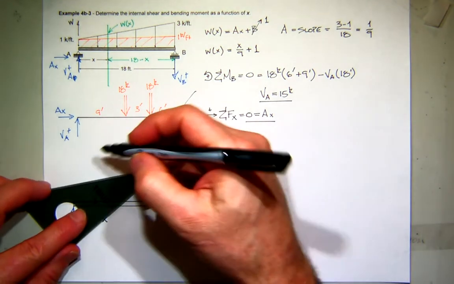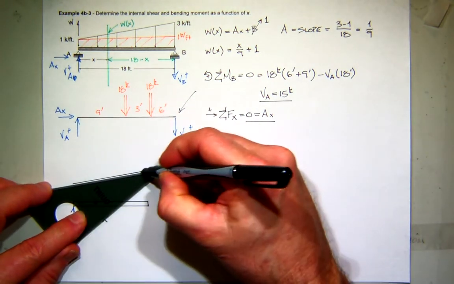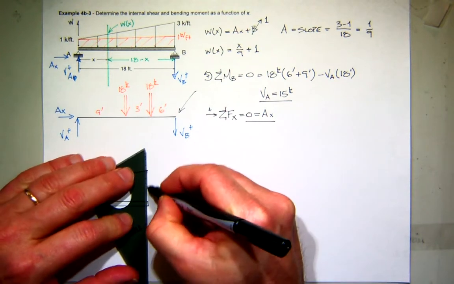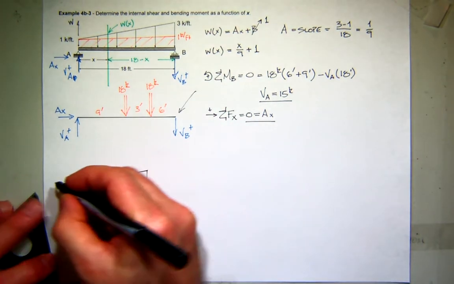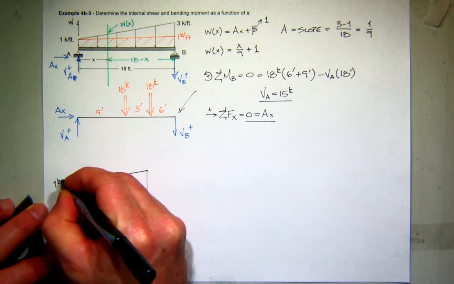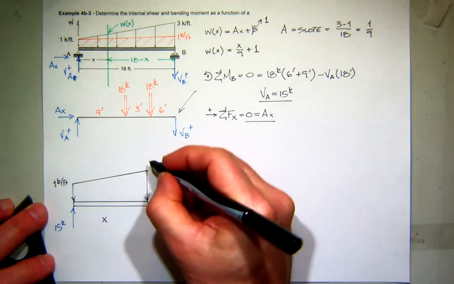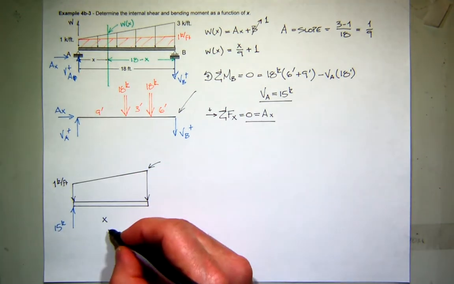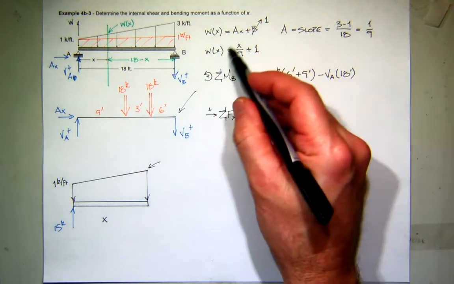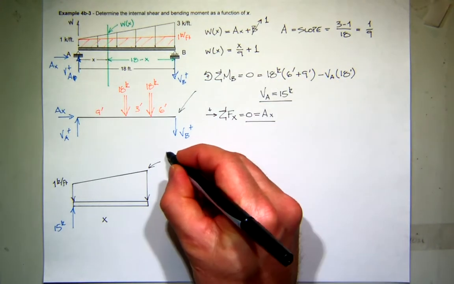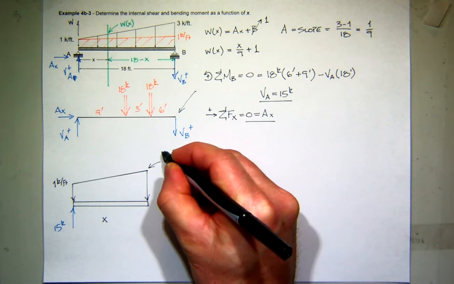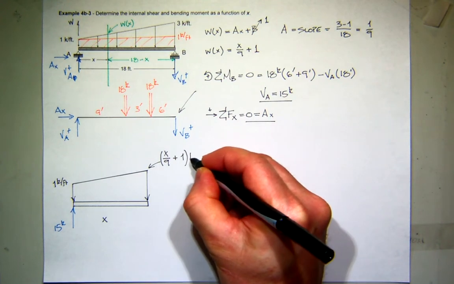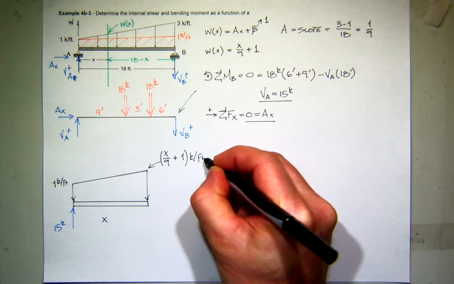And then I have a distributed load acting down. And we already know that this is 1 kip per foot. And of course, what's the value at any distance x? Well, we've already solved for it, right? So that's going to be x divided by 9 plus 1, and that would also be in kips per foot.